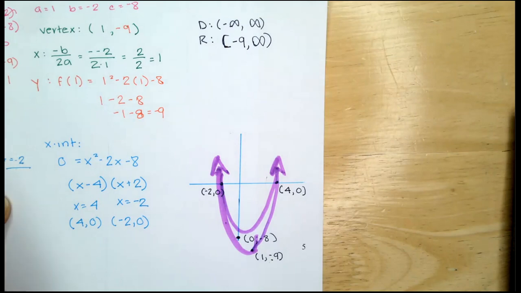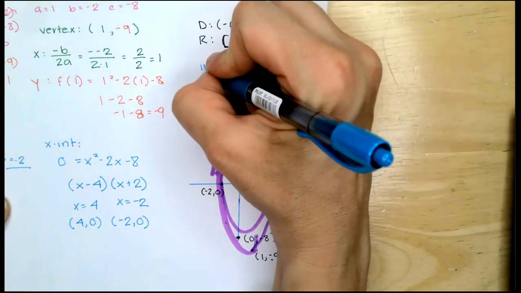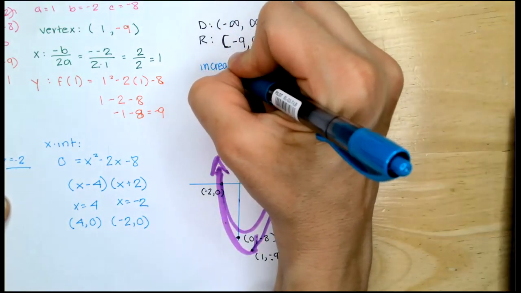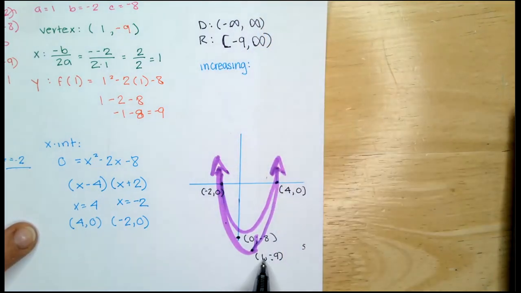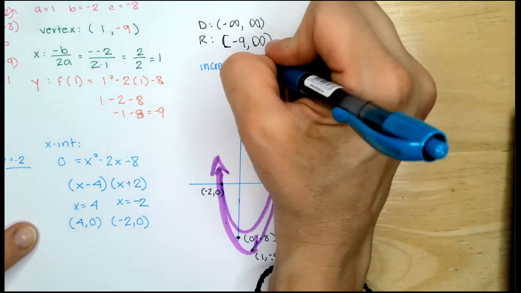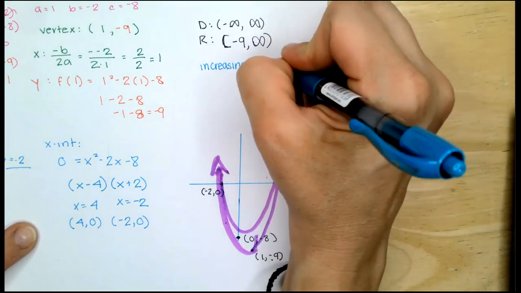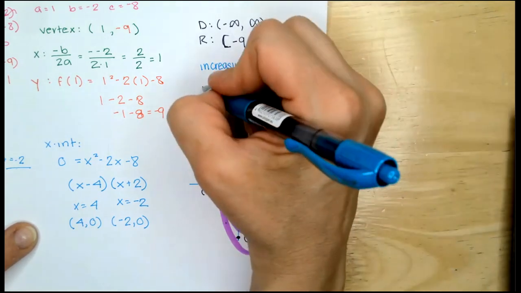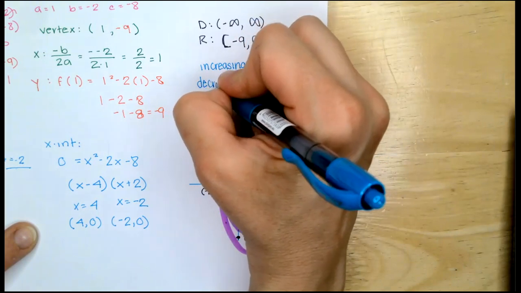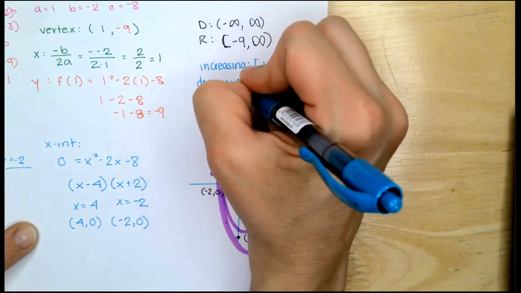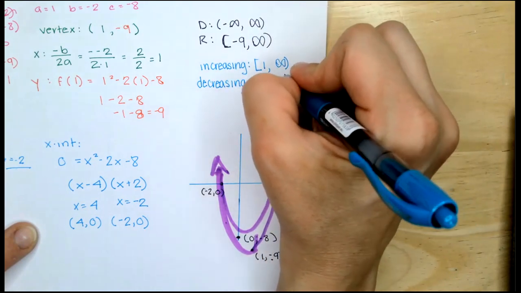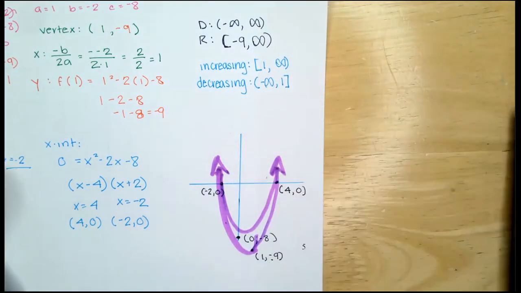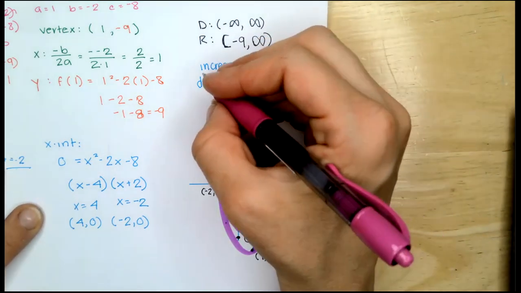And then where is it increasing? We are increasing on the x-axis from 1 forever. We are decreasing before that, so from negative forever until and including 1. Where are we above 0 and where are we below 0?